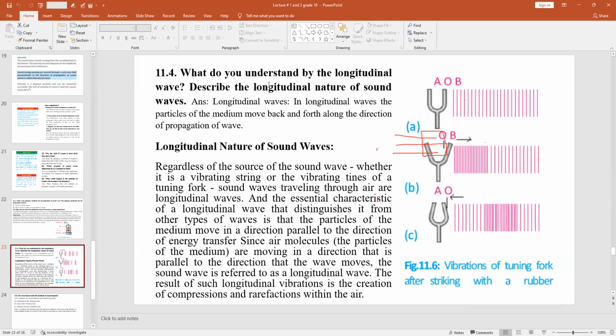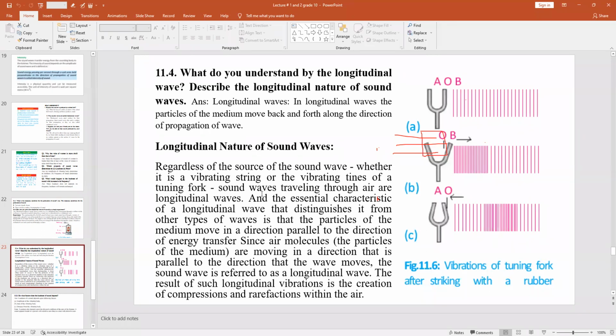Okay, what do you understand by the longitudinal wave? Describe the longitudinal nature of a sound wave. Answer: in a longitudinal wave, the particles of a medium move back and forth along the direction of propagation of the wave. Means they are moving back and forth, parallel or anti-parallel, and their direction must be the same as the direction in which the wave is moving, right? Then for the longitudinal nature of a sound wave, you have to write this regardless of the source of the sound wave, whether it is a vibrating string or the vibrating tines of a tuning fork.